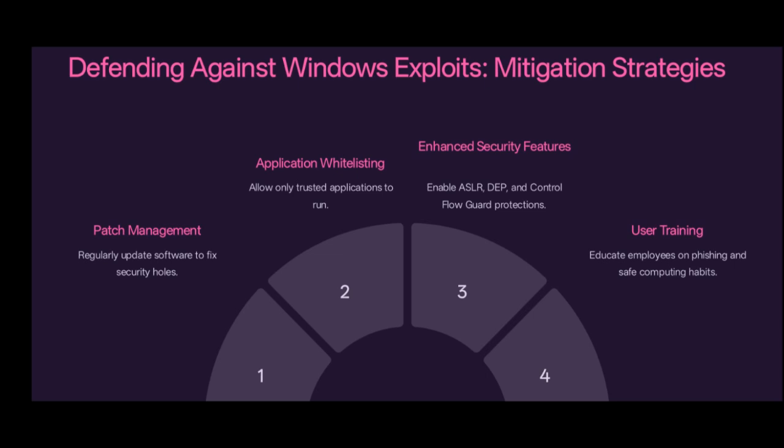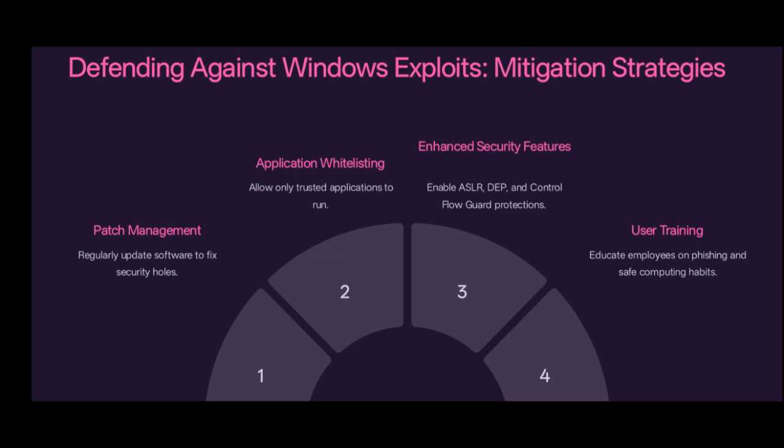6.2 SIEM integration. Use platforms like Splunk, Microsoft Sentinel, or QRadar to aggregate and analyze logs. 6.3 Threat hunting. Conduct periodic hypothesis-driven hunts. Look for lateral movement, privilege escalation attempts, and unusual process behaviors.